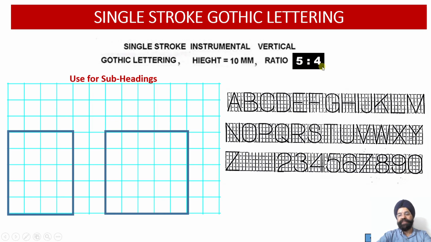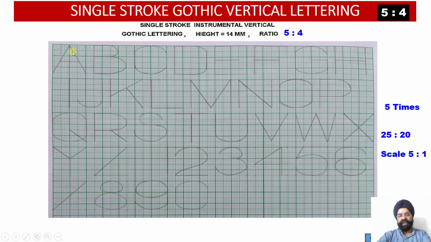So once again the previous deviations will be valid. That is, for J the ratio will become 5:3. For M and W the ratio will become 1 block higher, that is 5:5. You can see we can use these guidelines and the same methodology. Just check, we have written all these alphabets in the ratio 5:4. Here 1 block is taken as 5:5. It means we are using the scale of 5:1 to write all these alphabets and the numerals.